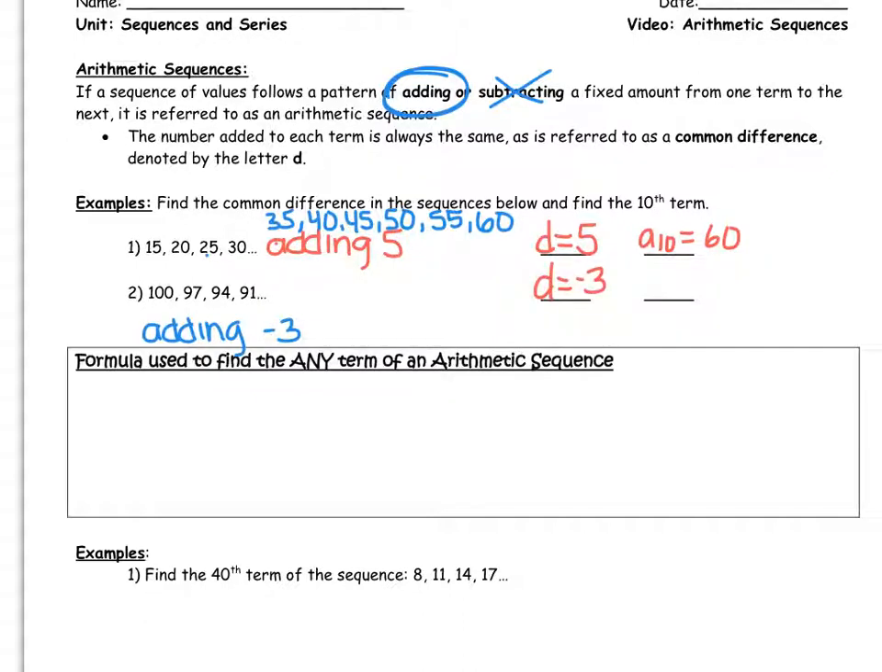So let's keep subtracting 3. So 88, 85, 82, 79, 76. Let's see if that's enough. 1, 2, 3, 4, 5, 6, 7, 8, 9. One more. Subtract 3 is 73. So a sub 10 is 73.